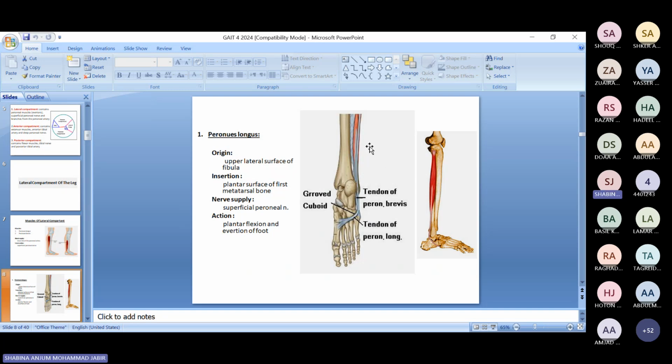You can say why it is longest: because it is coming from the upper part of the fibula and it is crossing all over the plantar surfaces of the metatarsals. What will be the action? Obviously these muscles will do eversion. Along with the eversion, they are responsible for plantar flexion.